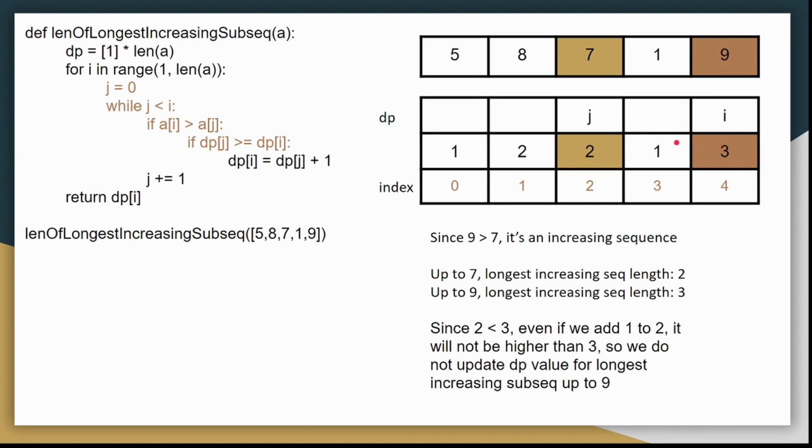And now 7 is smaller than 9, but up to 7, the longest increasing subsequence is 2. And up to 9, the longest increasing subsequence is 3. Since 2 is smaller than 3, even though we did add 1 to the 2, it will not be higher than 3. So we do not update the dynamic programming value for the longest increasing subsequence of 9. So it stays at 3. Same when it's pointing at 1.